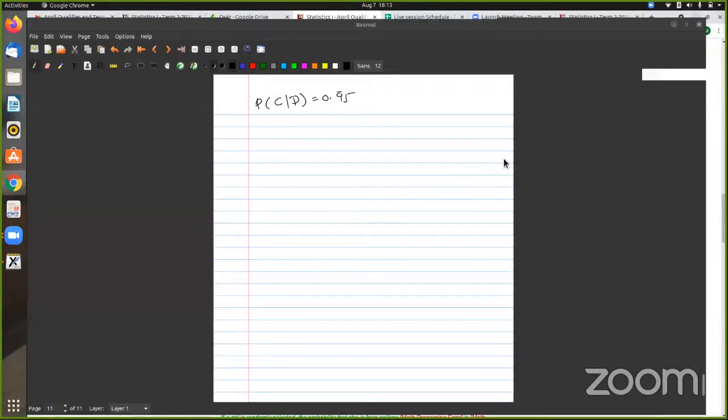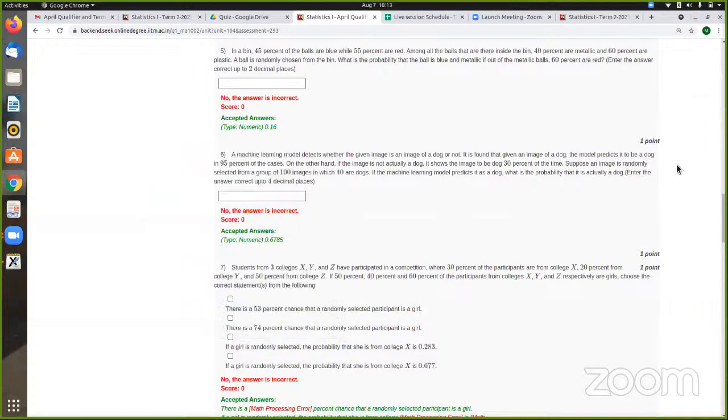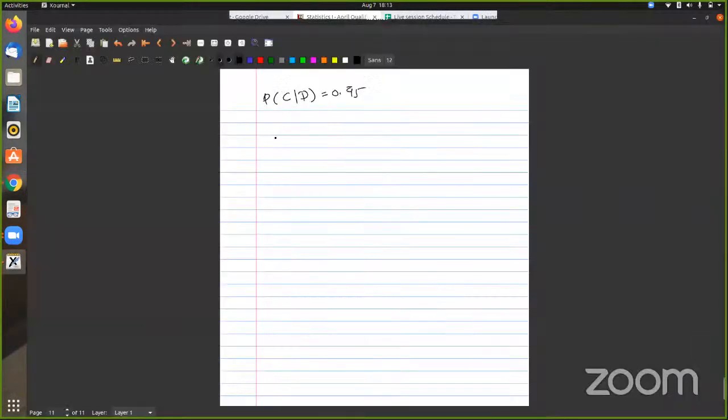Correct. It is found that given an image of a dog, the model predicts it to be a dog in 95% of the cases. On the other hand, if the image is not actually a dog, it shows it to be a dog 30% of the time. So let's say D complement. Okay, C given D complement.